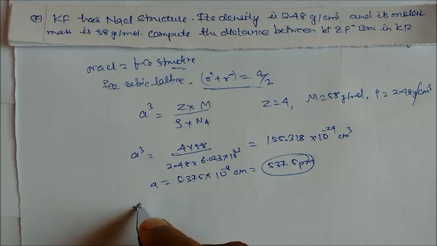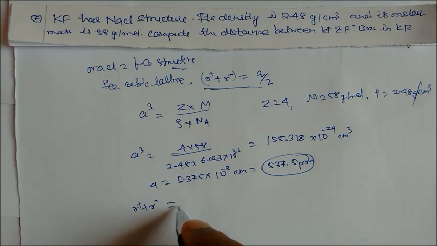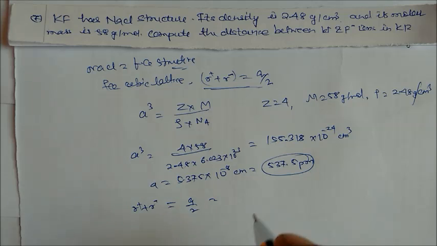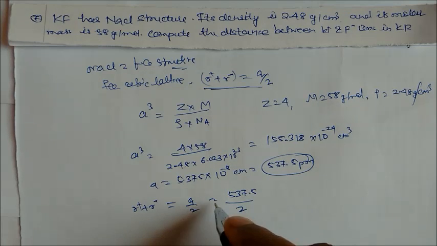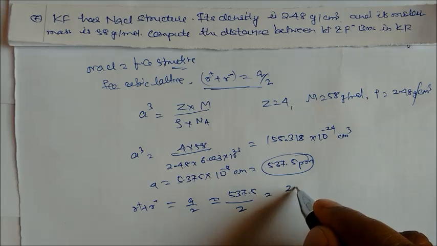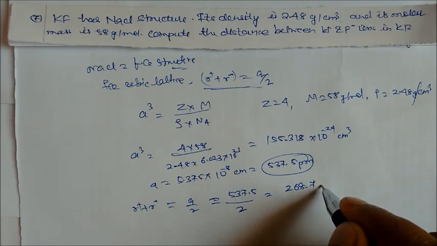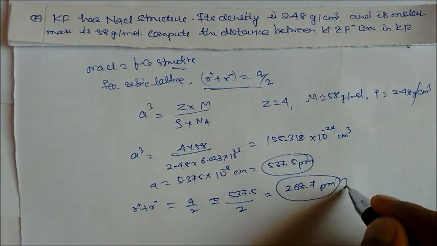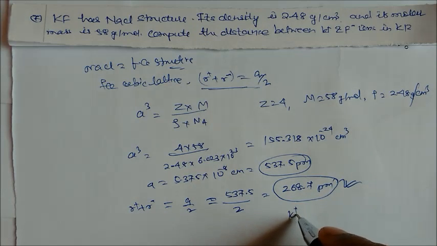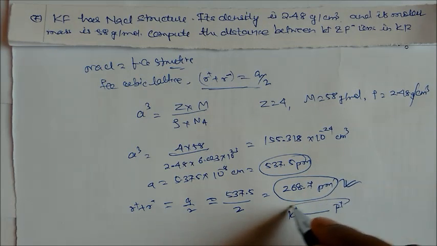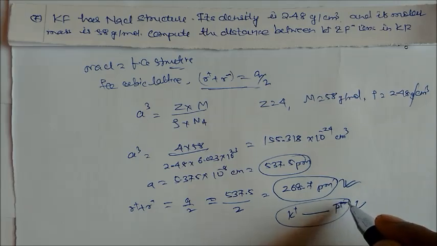So r plus and r minus will be how much? a divided by 2. So a divided by 2 means 537.5 divided by 2. So we will get the answer 268.7 picometer. So this is our answer, which is nothing but the distance between potassium and fluoride.